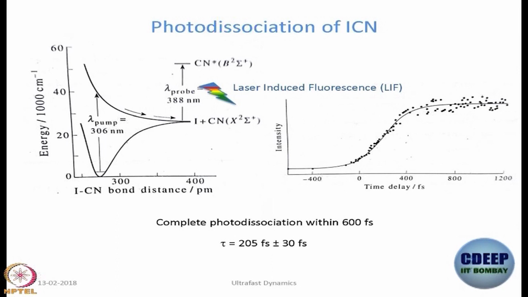Then, as time passes, the concentration of CN increases, and finally, it looks like it has reached saturation. Actually, it is not saturation. You go to much longer times, it is going to decay also, but that is not of our interest. Our interest is how much time it takes to go from the undissociated state to the dissociated state. That is what we get by curve fitting to an exponential growth, and the time that you get is 205 femtosecond. The error is plus minus 30.